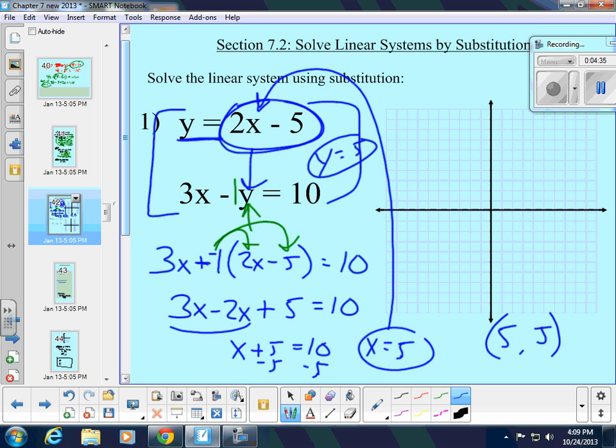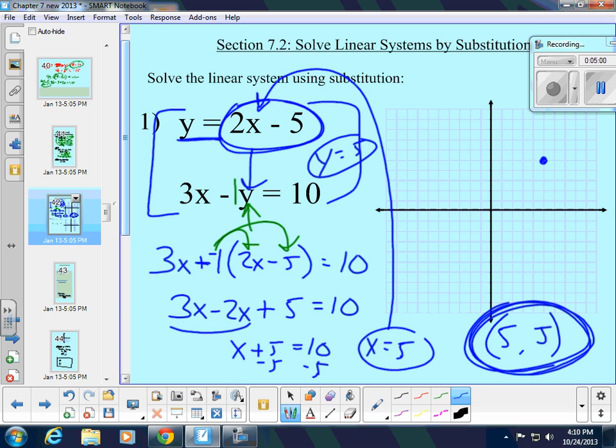Again, just showing the picture of what this really looks like. If I decided to solve this linear system by graphing, what this solution is saying is that this is the point where those two lines, the graphs of those two equations, should cross at 5, 5. So where's that point? 1, 2, 3, 4, 5. 1, 2, 3, 4, 5. Here's the point. 5, 5.